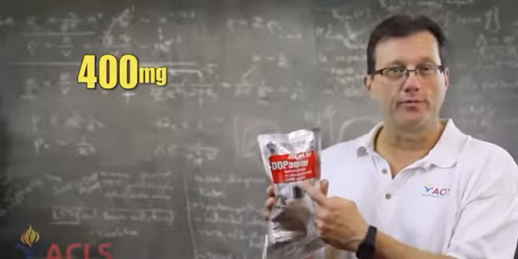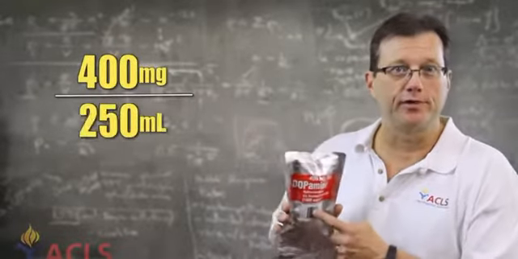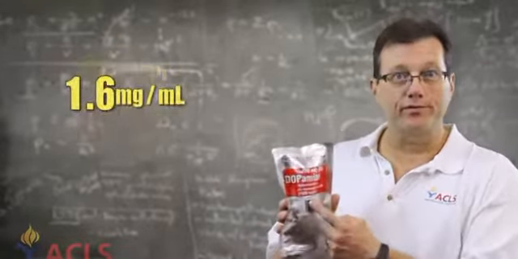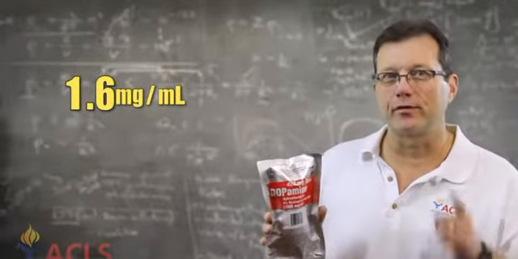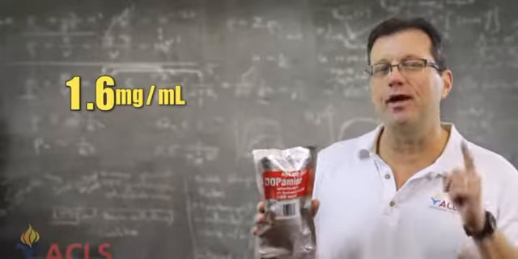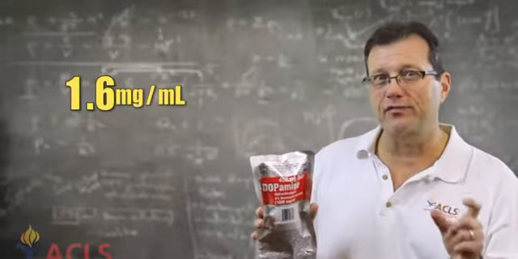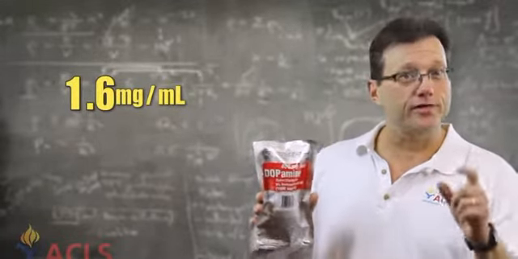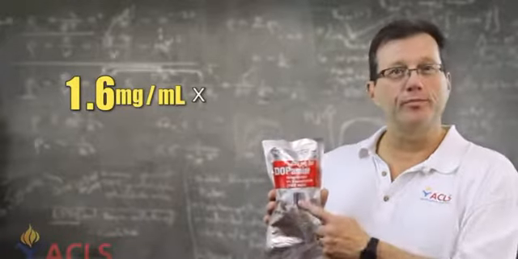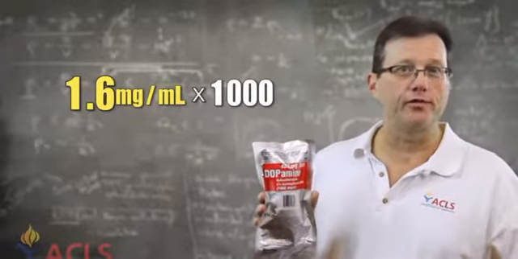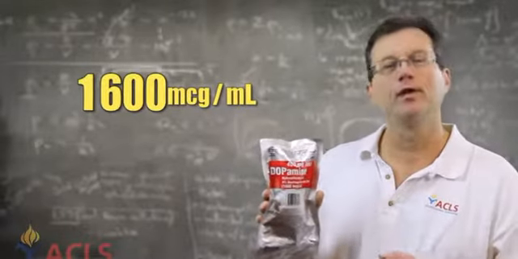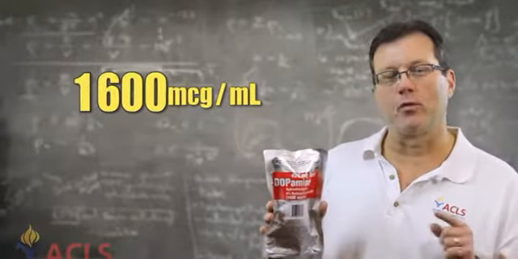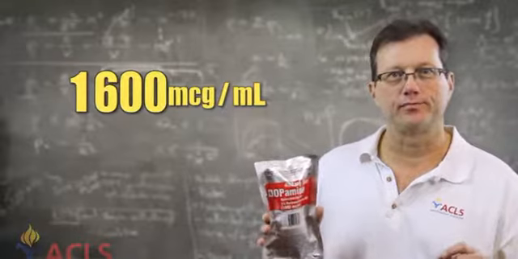I just take my 400 milligrams and divide it by 250. That gives me 1.6 milligrams per ml, but I'm dosing in micrograms, so I have to have the same dosing parameters. I need to know my concentration and what I'm dosing in, and in this case, it's micrograms. So I multiply that 1.6 by 1,000, and I get my 1600 mics per cc, per ml. That's the first thing you have to calculate for: what is my working concentration?